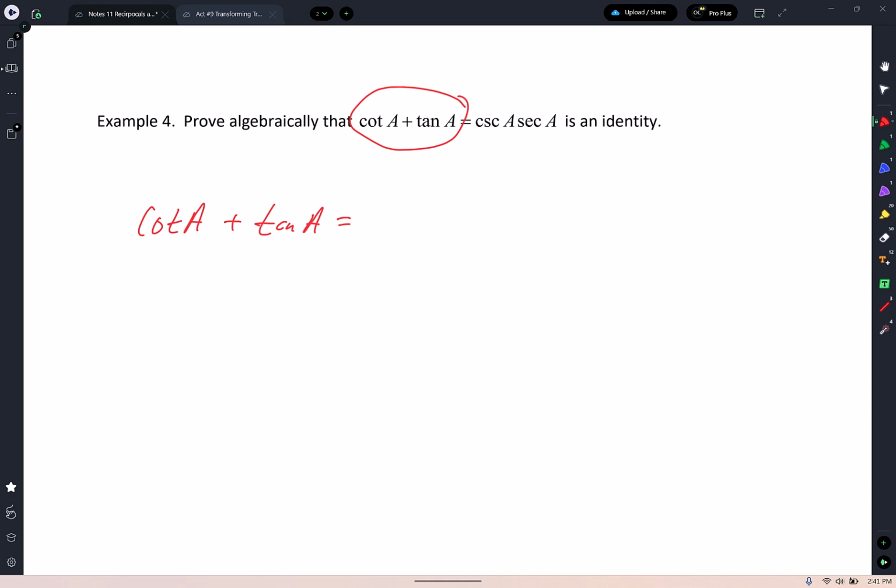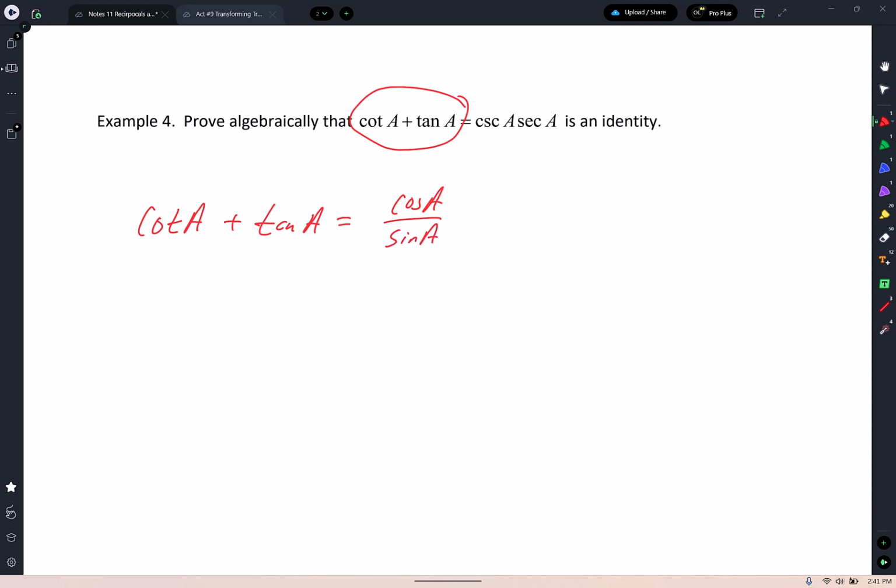All right, let's break down cotangent and tangent into sine and cosine. So cotangent is what over what? Yeah, but instead of x over y, we're going to say what again? Remember? Yeah, and then keep the argument, which is the A. So we're going to write cosine A over sine A. That's your cotangent right there.